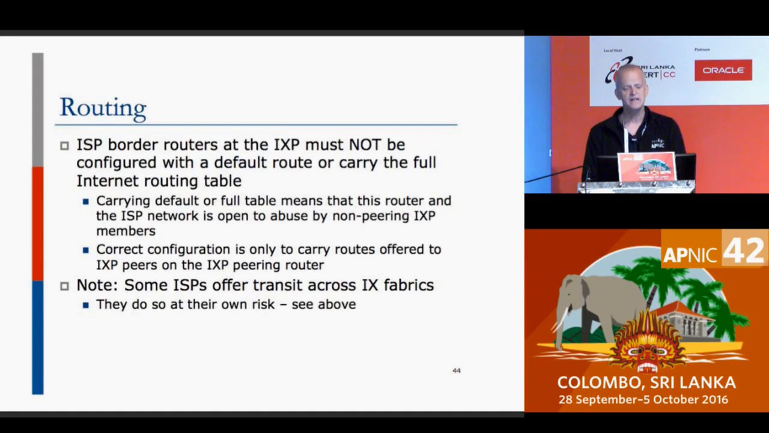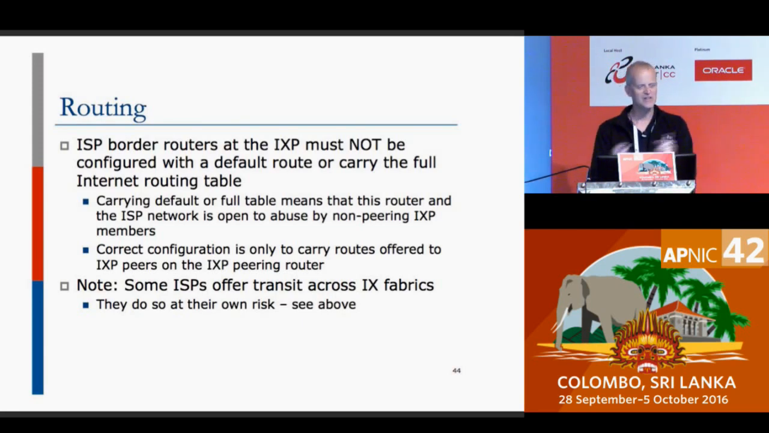As for routing, this is again some general advice more for service providers connecting to exchanges. Don't carry default routes in your border router. Don't carry the full routing table on the router that connects to the exchange point, because that leaves your router open to abuse. You could probably do packet filtering, but it's easier just to set up the router so it only carries the routes that the exchange point peers are offered. Some people actually offer transit across IX fabrics, which makes me a little bit nervous.